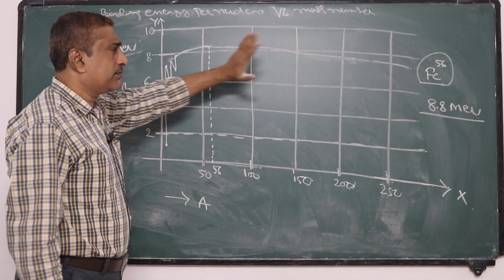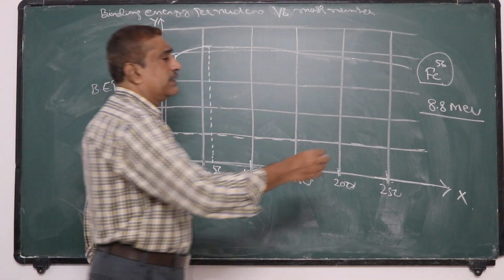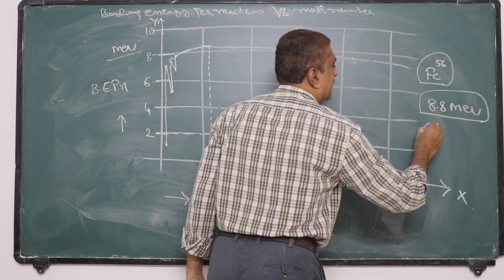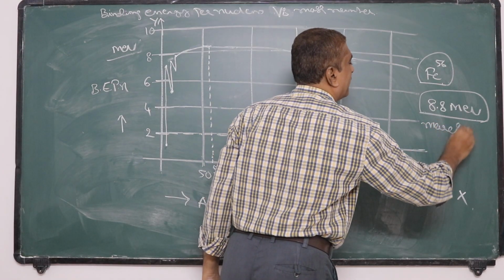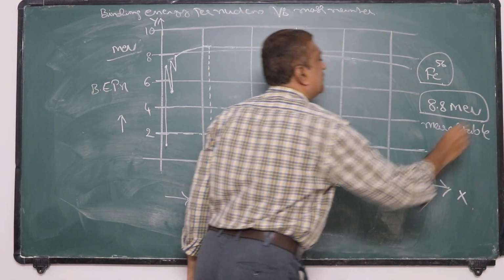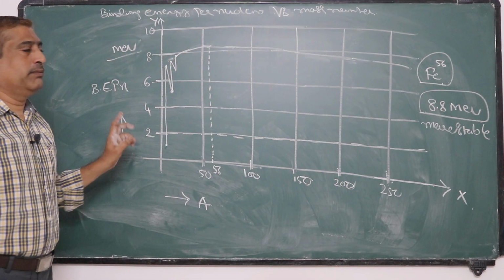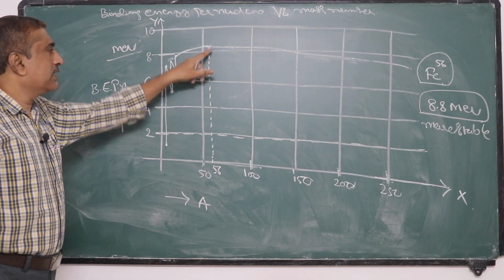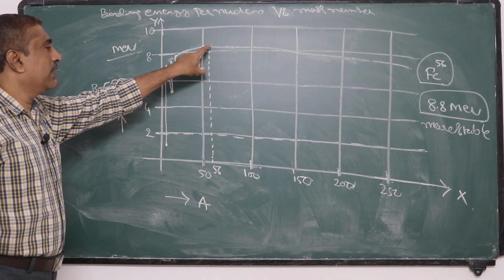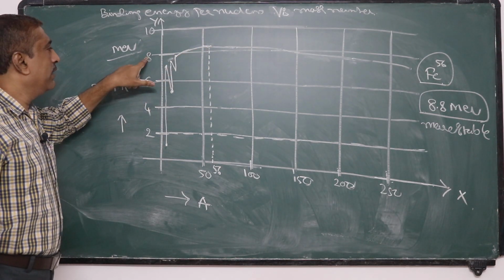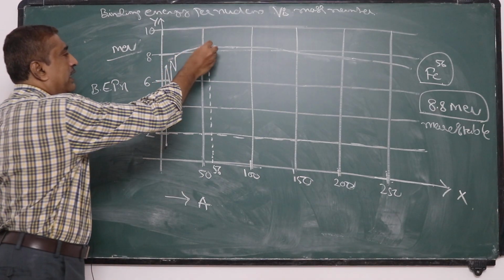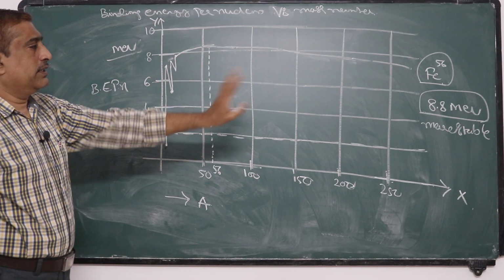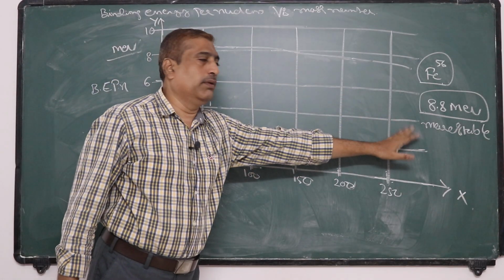That means this iron nucleus is more stable. From the graph, the mass number 56 corresponds to iron, and for that particular mass number the binding energy per nucleon is maximum. So this iron is more stable.